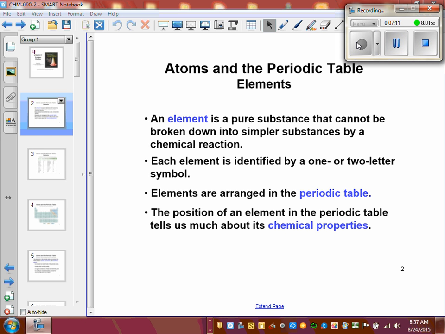Each element is identified by a 1 or 2 letter symbol. So elements are arranged in what we call the periodic table, which in your book is at the end of the book. So you have a periodic table. And they call it periodic table because the elements are arranged in periods. The position of an element in a periodic table tells us a lot about its chemical properties. So if you have a periodic table, you can tell a lot about the chemistry of those elements.